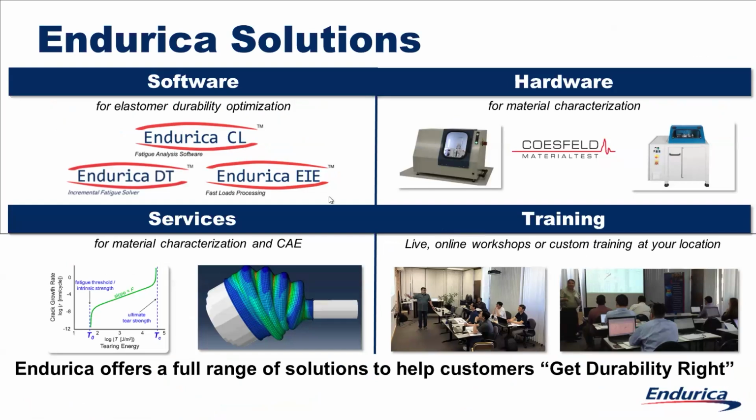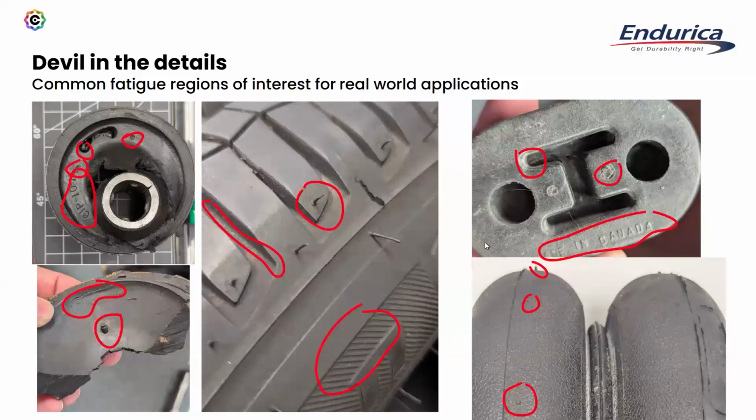We offer software, our crown jewels, but we also can help people get the testing equipment for their labs to measure the parameters that go into simulating durability for a rubber part. We also do simulation services if people want to engage us for consulting types of projects. And we do training. We teach people how to use these tools and how to get durability right for elastomer problems.